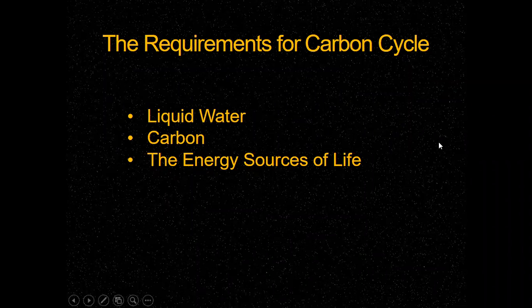All right, so now we know that carbon-based life is common on Earth, because life exists only on Earth at this point. So there are requirements for the carbon cycle in order to maintain life, right? Those are liquid water, carbon, and an energy source for life. So let's look at each of these step by step.